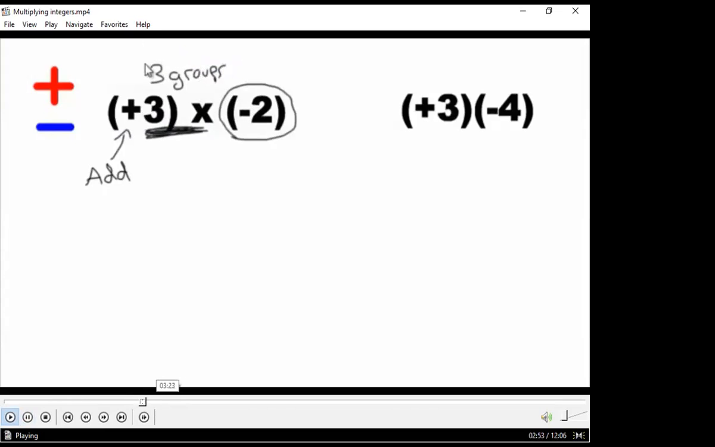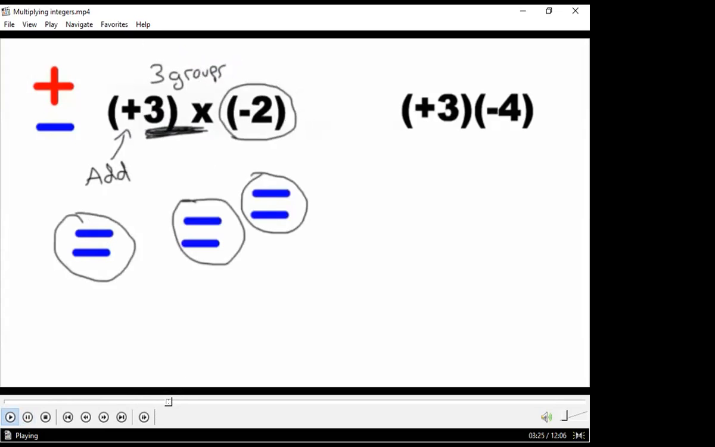-2. Thank you. Then I'm going to make 3 groups, and I'm going to fill each group with -2. By the end, I'm going to add all of them. Then 1, 2, 3, 4, 5, 6. Negative. So the answer will be equal to -6. Let's move to the next question.